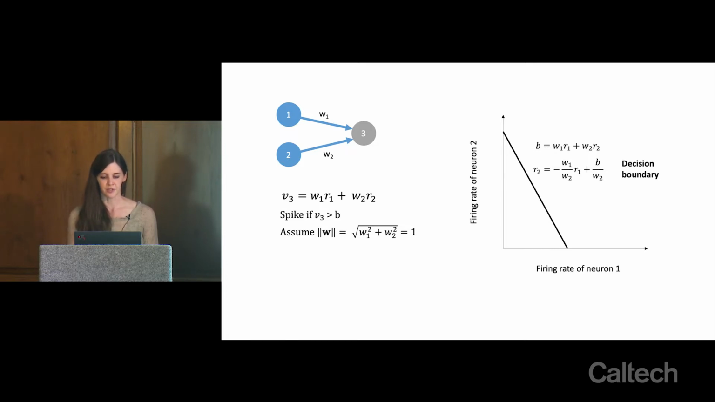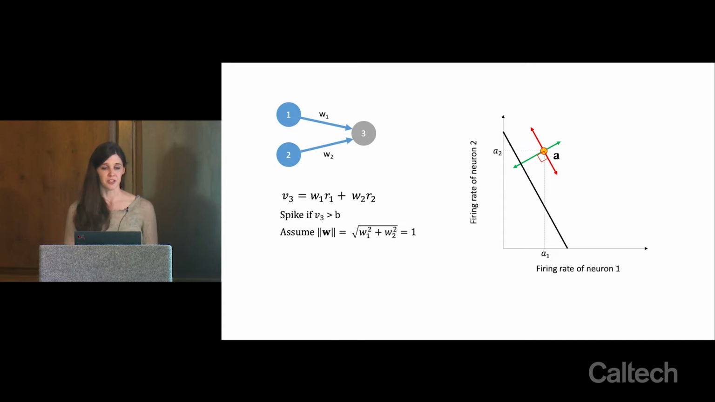If you're at a point that's above this line, if mx plus b is greater, or if the weighted sum of the neural firing rates is above b, the cell is going to spike. And if the weighted sum of the firing rates is below b, the cell isn't going to spike. So if you take some arbitrary stimulus and present it to these two cells and see the responses of those two cells, you can plot them against each other and get this point in neural activity space, which we're going to call A. So that corresponds to a firing rate of neuron 1 and a firing rate of neuron 2.